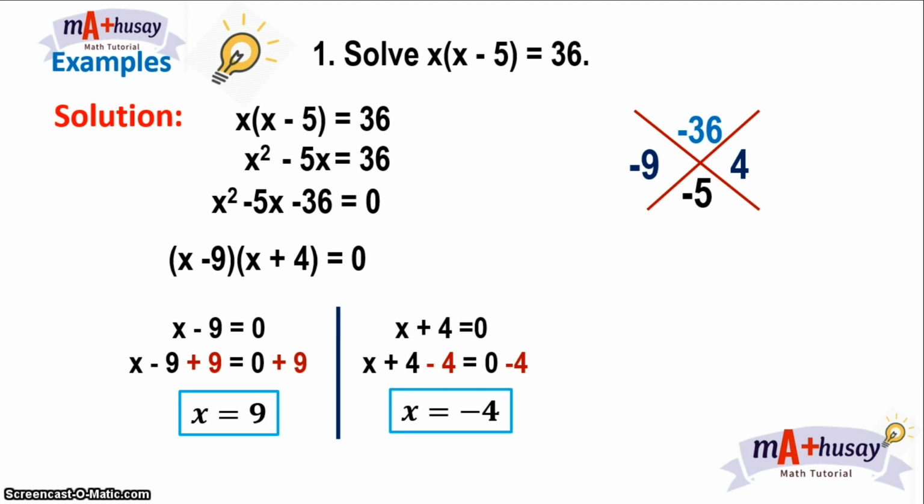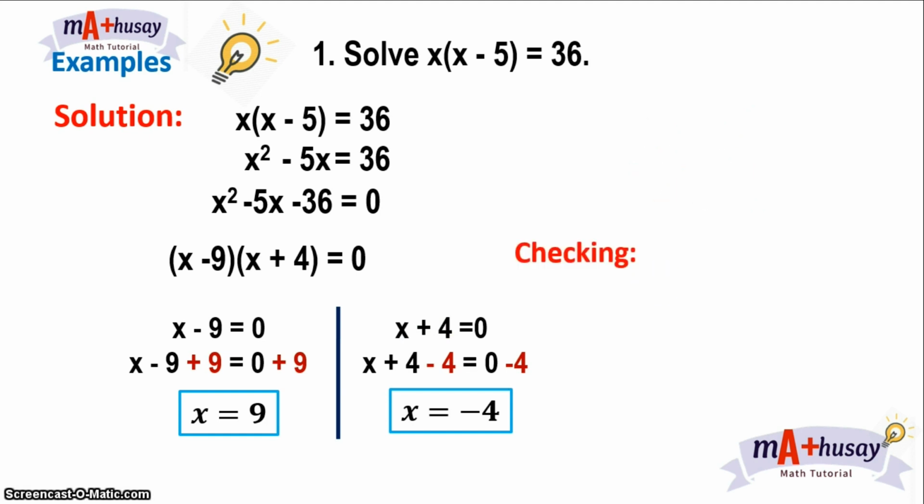So, to check whether these values are the solutions of the equation x times x minus 5 equals 36, we'll have the checking. So, we plug in first x equals 9 to the original equation x times x minus 5 equals 36. Now, when x is 9, we know that 9 minus 5 is 4. 4 times 9 is still 36. So, 9 is a solution.